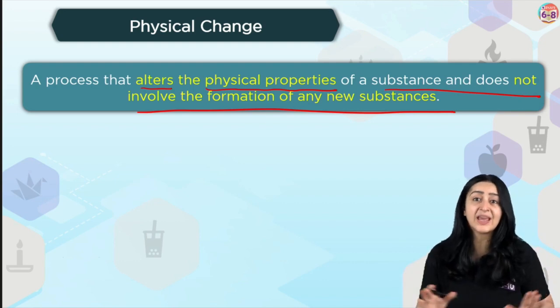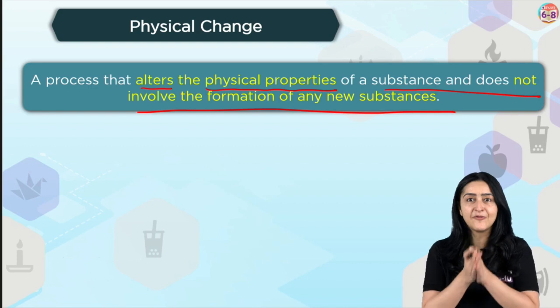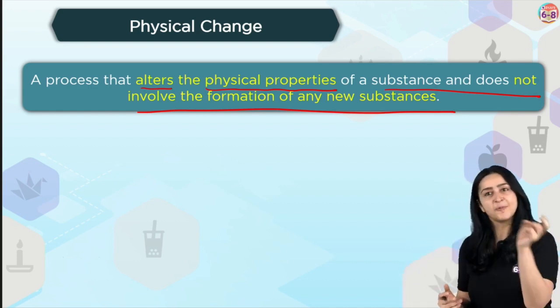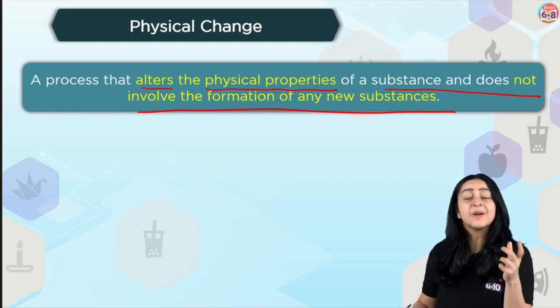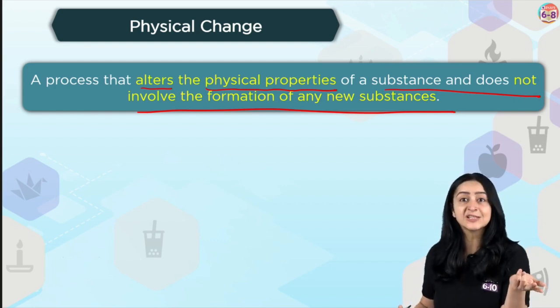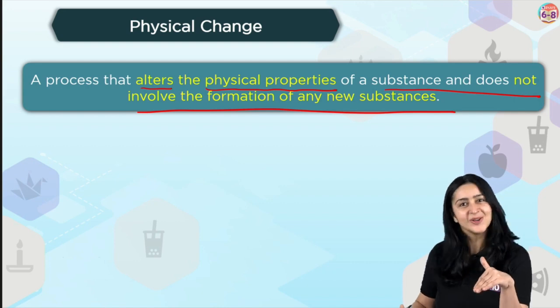मतलब इस change में there are no new products or no new substances being formed. बहुत simple है, which means what you started off with you will get. You may get a change in the physical properties, but has that substance changed? Has the composition of that substance changed? This has not happened. So we'll still discuss this in detail so you can understand it a little bit more.